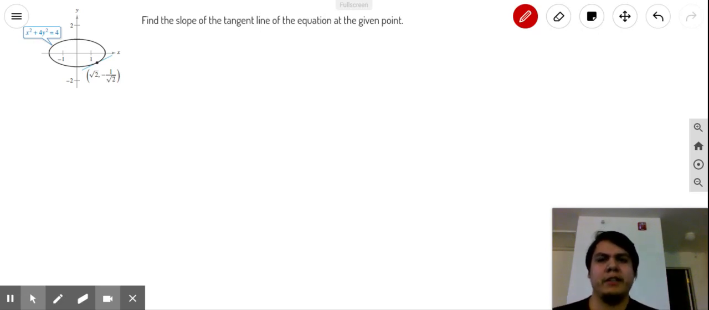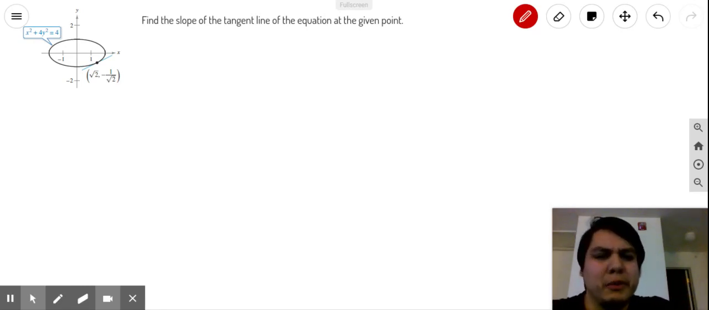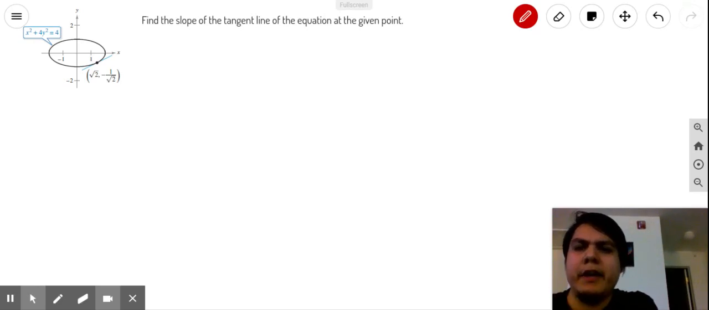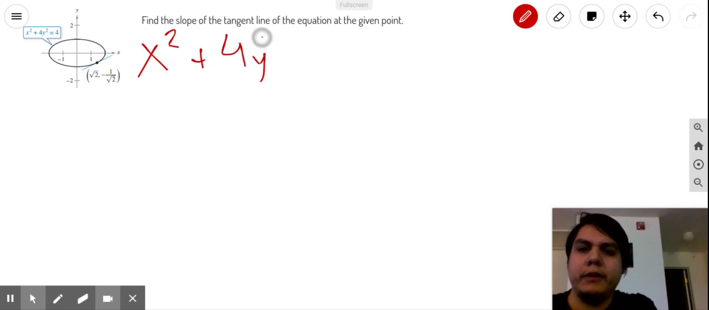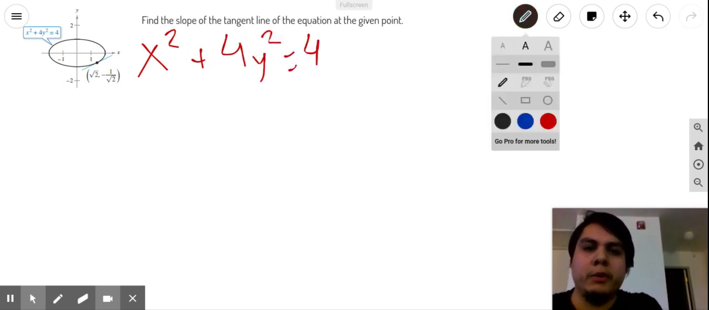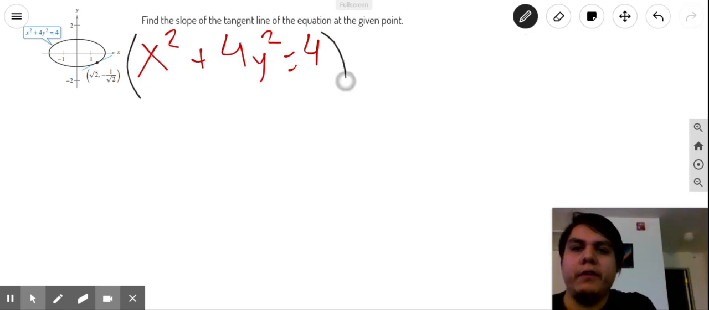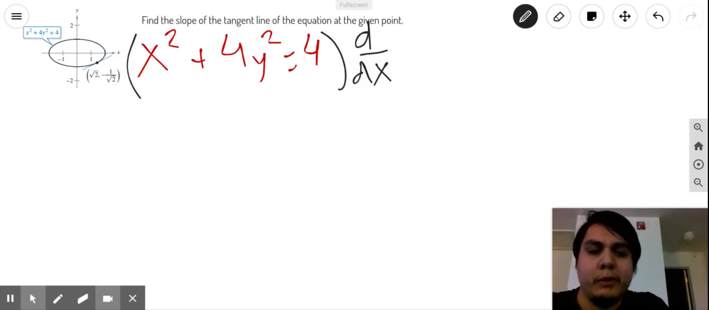So our goal is, and excuse my sloppy handwriting because it's kind of weird to draw on your screen right now, so just bear with me. We have x squared plus 4y squared is equal to 4. And what we're going to do is take the derivative of that equation. So that's why I write the d over dx.